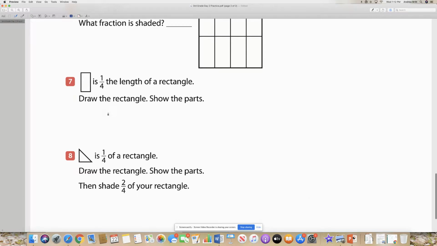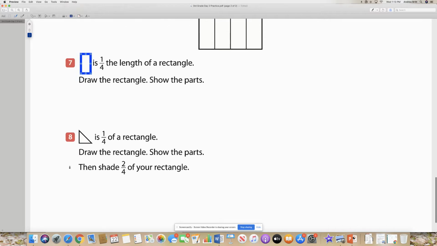For number 7, this is like what I did yesterday. It is telling you this shape right here is 1/4 of the length. This is 1/4. This is 1/4 of the length of a rectangle. Draw the rectangle. If this is 1/4, what would the rest of the rectangle look like? This is a hard one. This is a higher order thinking question.